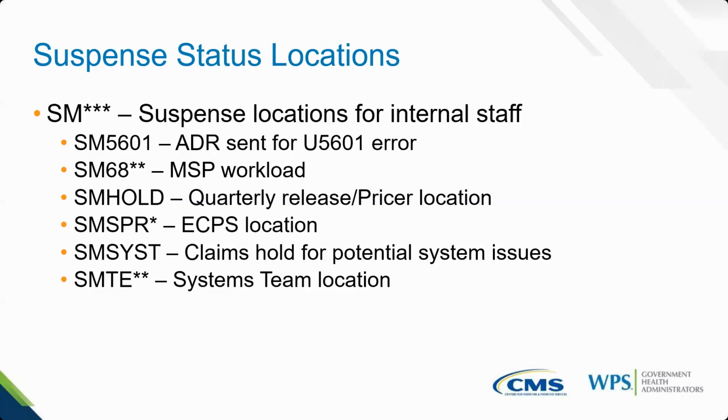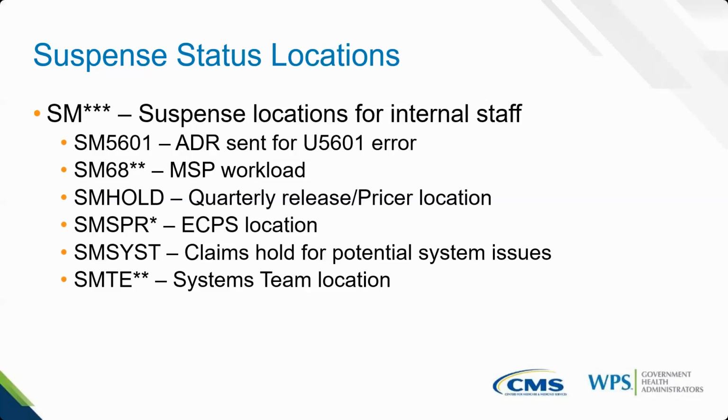The next location on the list is ECPS locations. And the asterisk after the SMSPR can be either a letter or a number. Claims in these locations will be worked by the system. The SMSYST is a location that is used by claims and system staff. It is used to hold claims to determine if there is a possible system issue that maybe needs to be referred to FISS. The claim is moved to this hold to prevent it from processing any further, and so that changes are not made to the claim data.